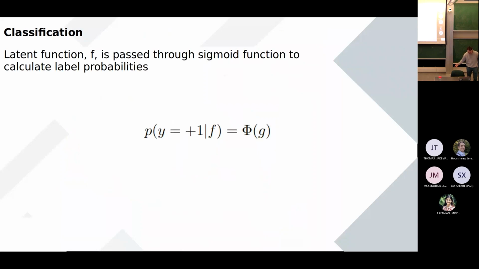So that was regression. For classification, we pick a latent function f, which is passed through some sigmoid function to calculate label probabilities. Normally we're just using the standard normal CDF. So the probability of obtaining label 1 given the latent function, oh, that should be f and f, not f and g. So the probability of obtaining label 1 given f is the normal CDF of f. And the probability of obtaining label -1 is just 1 minus the CDF at that point.